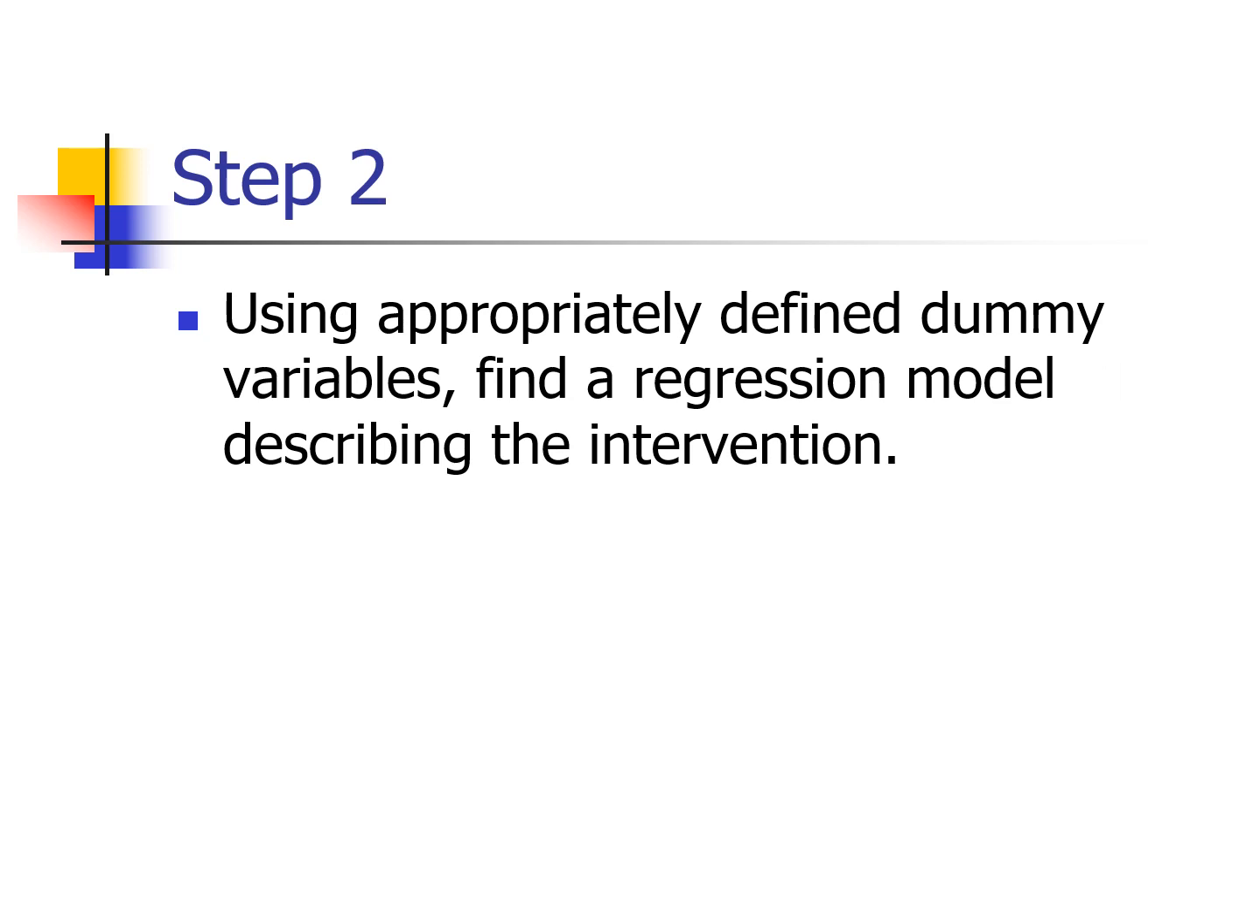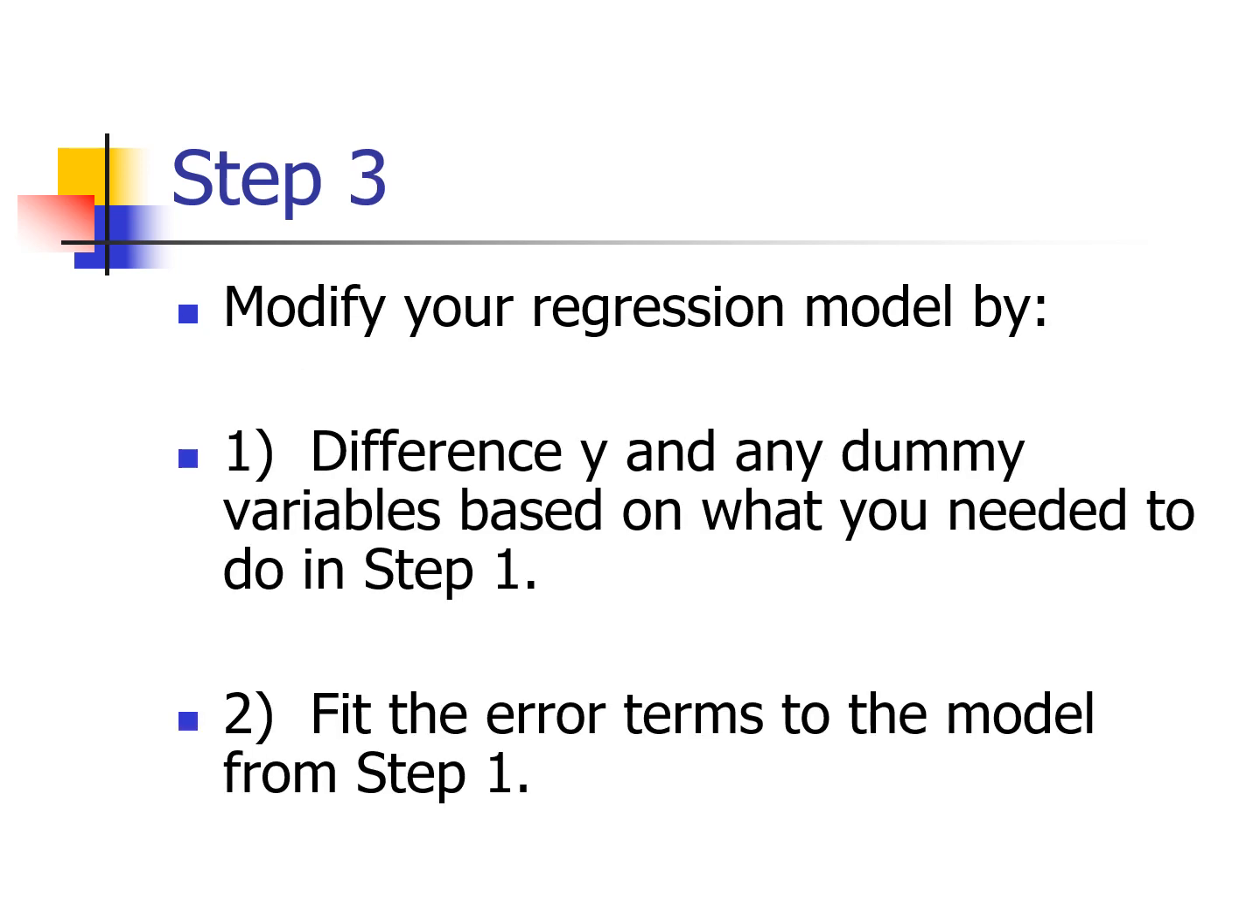Then, using our appropriately defined dummy variables, right? It's a little different depending on whether we're doing a step function or an impulse function. We're going to fit a regression model that describes the intervention. We're going to modify that regression model in the following way, and there's a little bit of theory for why we would do this.